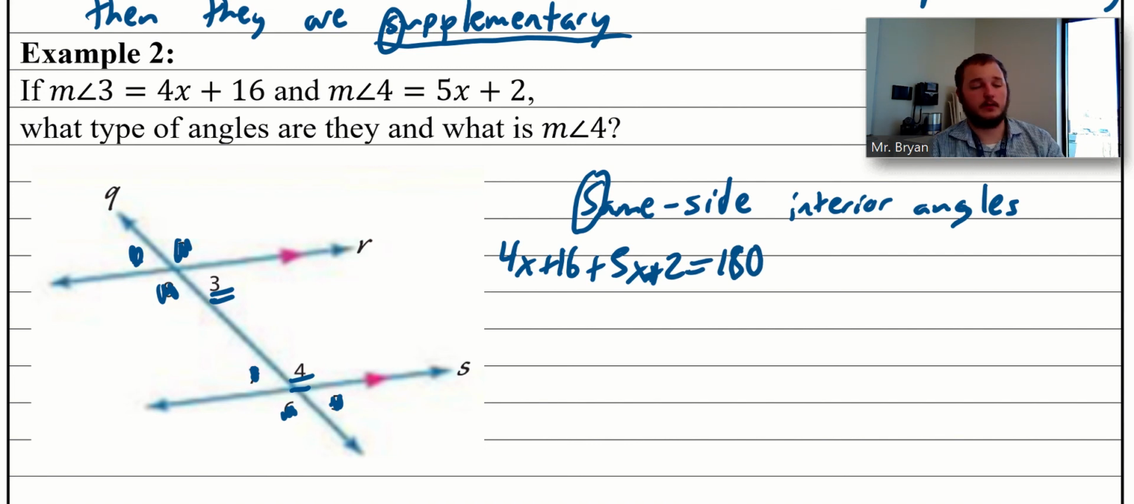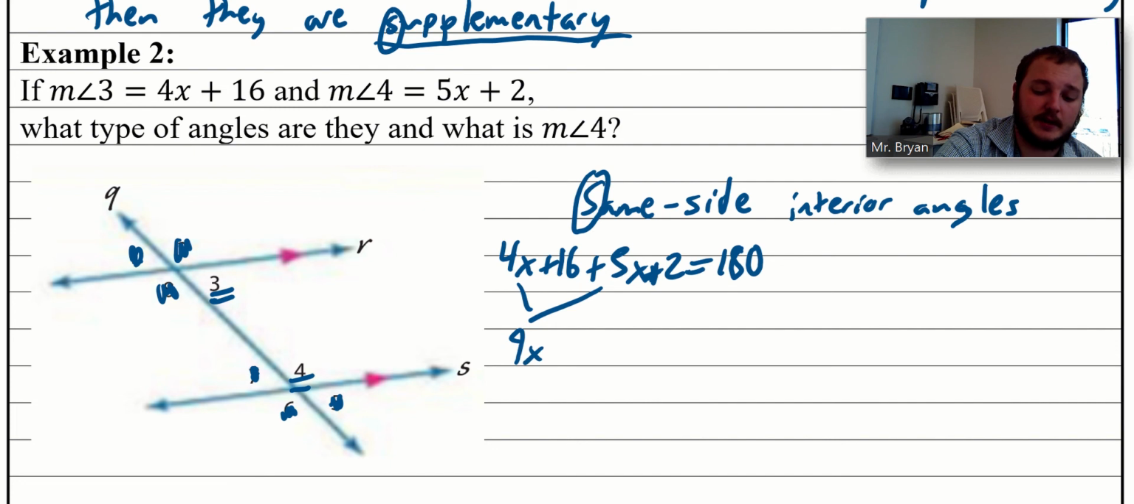Okay, later on we will work on setting up proofs for these and solving them that way, but right now, all you need to do is know how to set up the equation. In this case, we added up to 180. And now once I've got this, I need to solve for x. I see I have terms on the same side of the equation that are the same type of term, so I can just combine those. So 4x and 5x, I can add together to give me 9x. I have 16 and 2, I can add those together to give me 18. And then this equals 180.